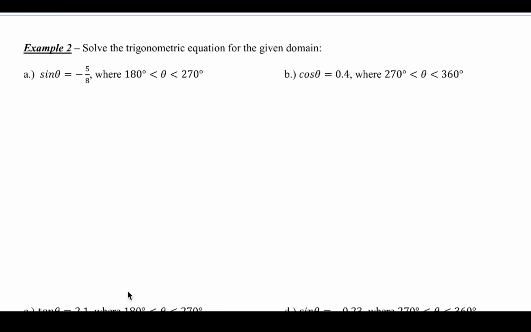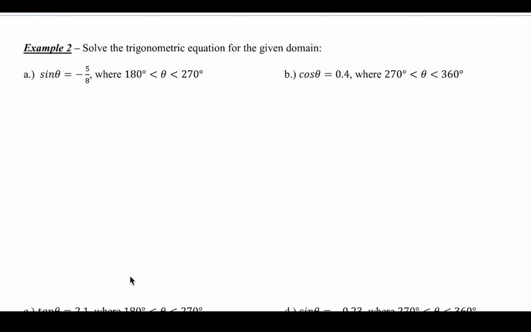Now they're saying, give me an angle answer that is not necessarily in your restricted domain. So remember, if we say sine theta equals negative 5 over 8, the answer theta technically must be between negative pi over 2 and pi over 2. But they're saying, give me an answer that's not in that domain. So you'll see how we do this. You can still give the answer here as well. Let's do that one real quick.